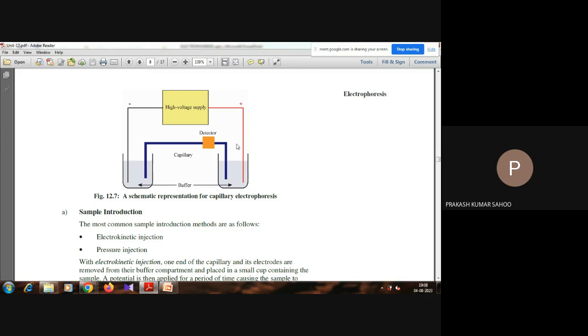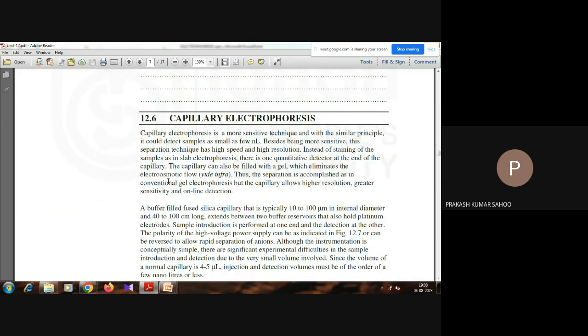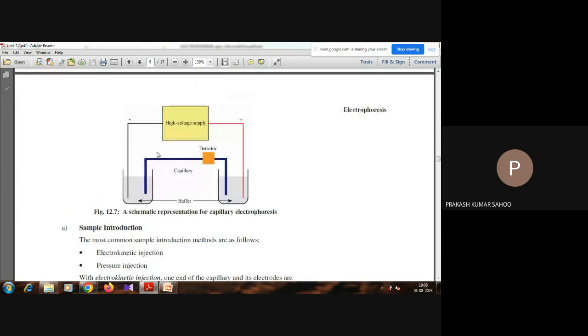This acts just like a salt bridge in the galvanic cell. Sorry, this is the sample container, or this is the capillary here. This method is capillary electrophoresis. So this is the capillary, which contains the sample, and when this process is started, what happens? The respective ions will move towards their respective electrodes through the application of this electric field.